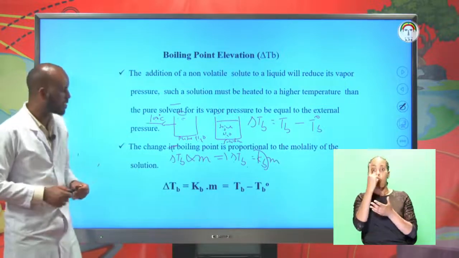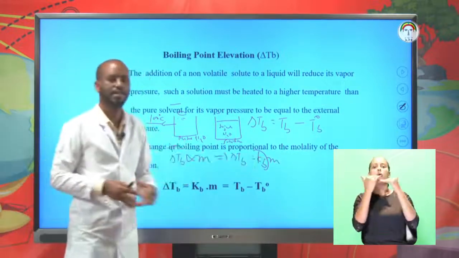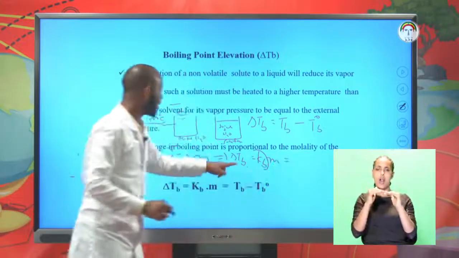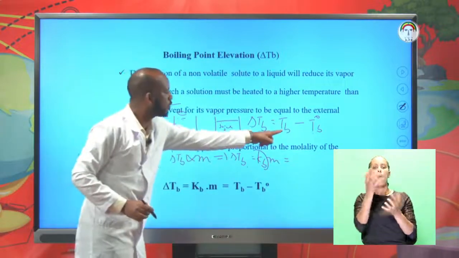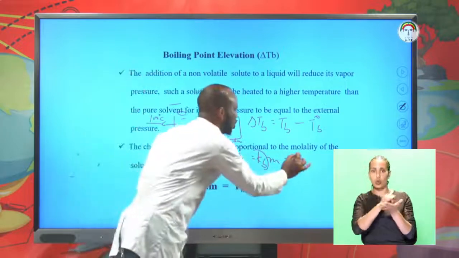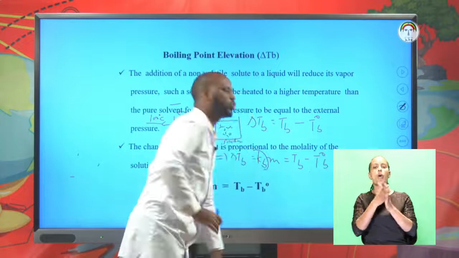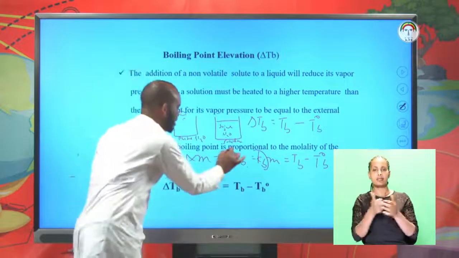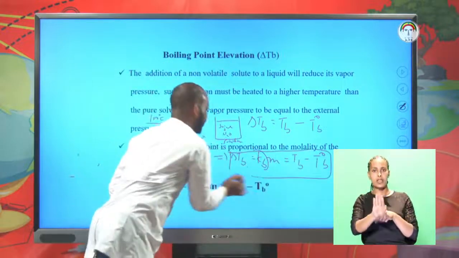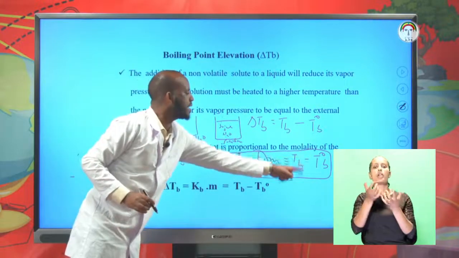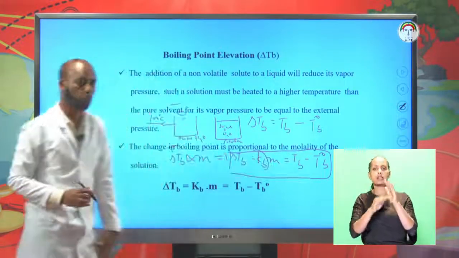One way of expressing concentration of a solution is molality. ΔTb is the boiling point of the solution minus the boiling point of the pure solvent. ΔTb equals Kb times molality, equals the boiling point of the solution minus the boiling point of the pure solvent.